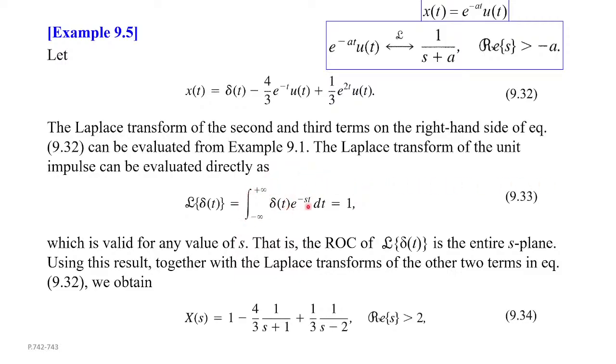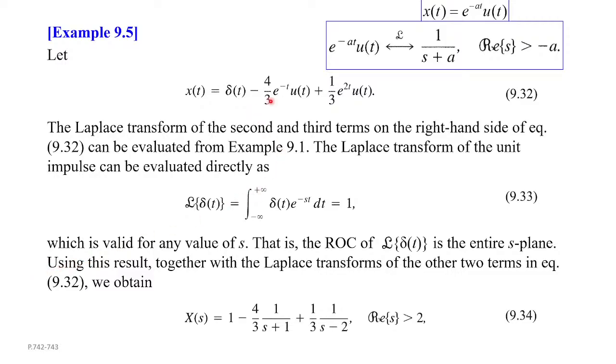Then we can do this calculation: the integral from minus infinity to infinity of delta(t) e to the minus st dt. The delta function has this nice sifting property that it just picks out t equal to 0. Then you have e to the minus s times 0, and s times 0 is 0, no matter what s is, so you get 1. So the Laplace transform of the delta function is just 1, and this is true for any s. So now the region of convergence is something very nice: the whole S-plane.